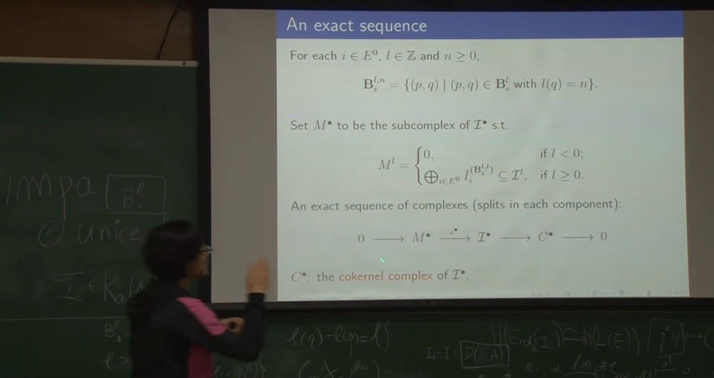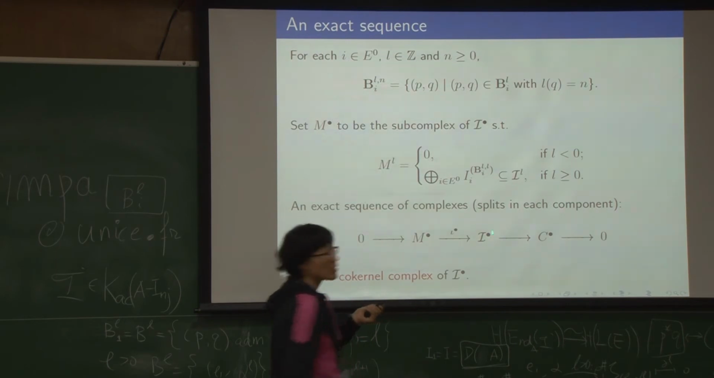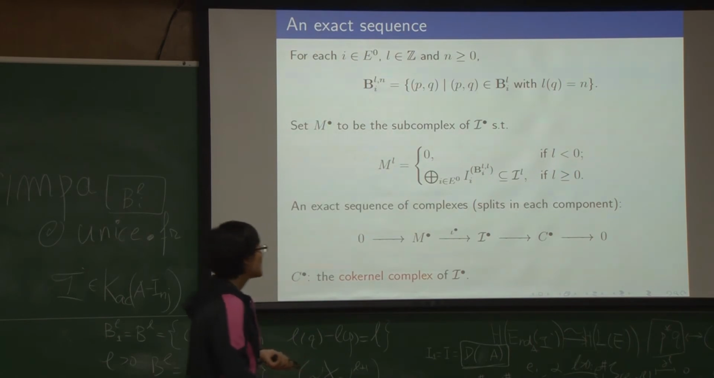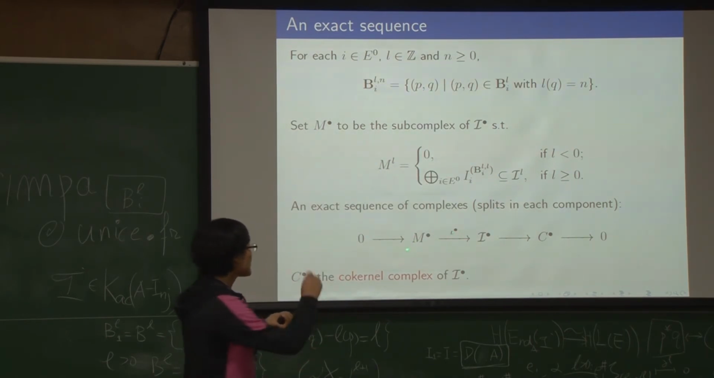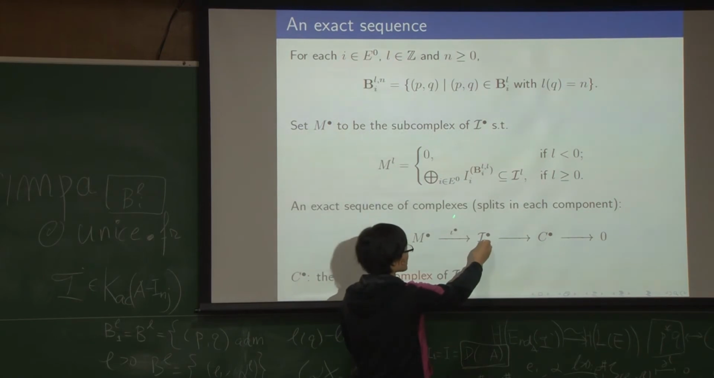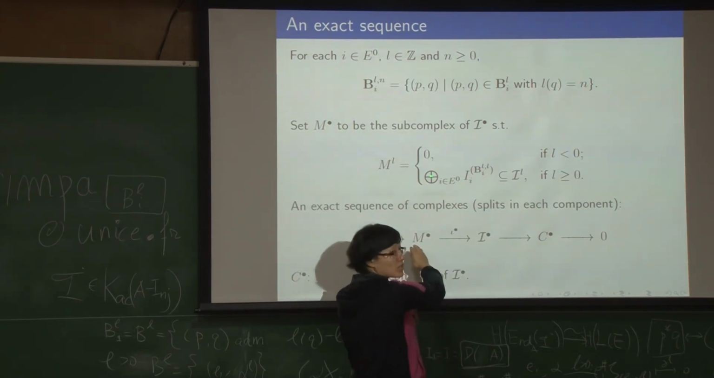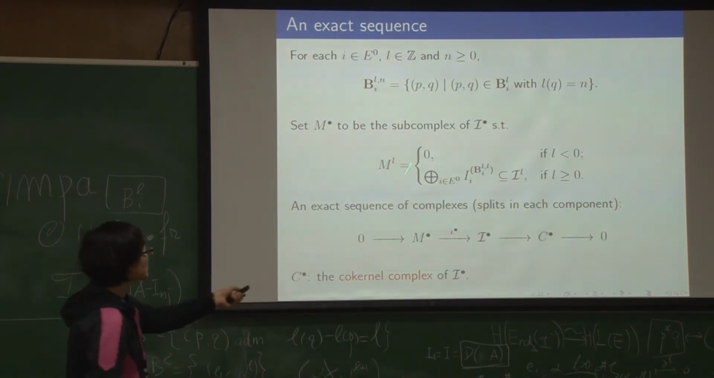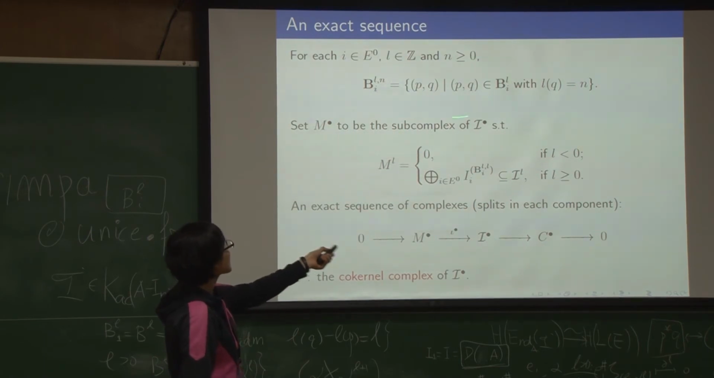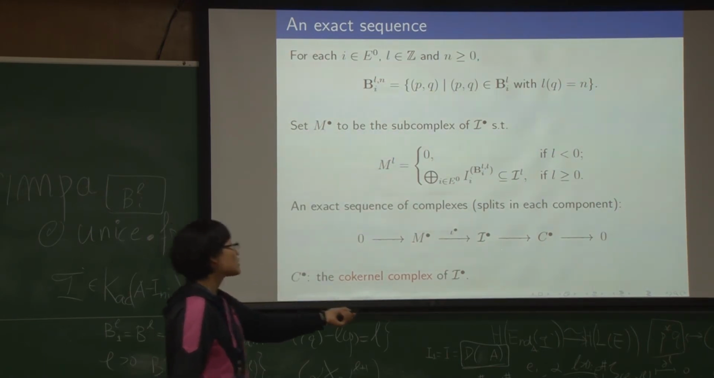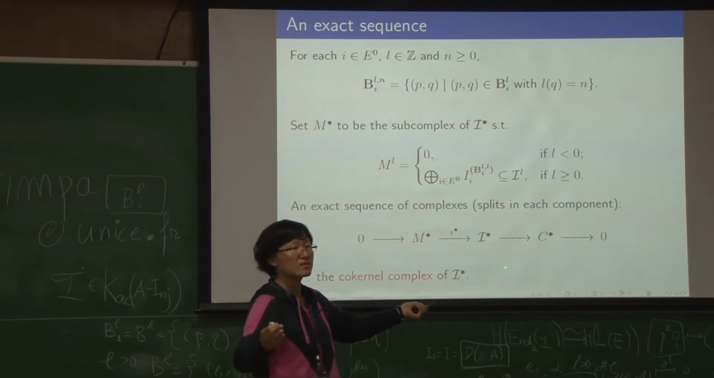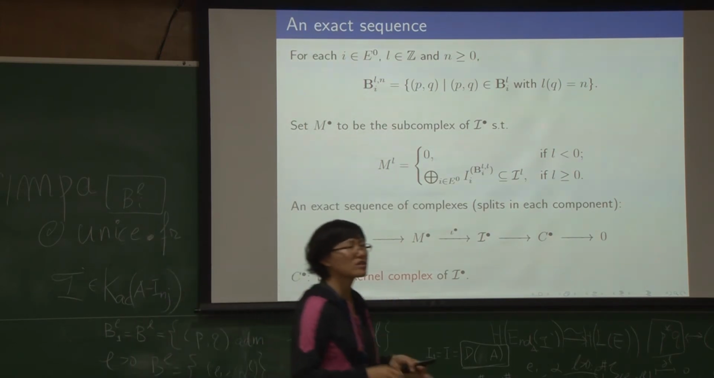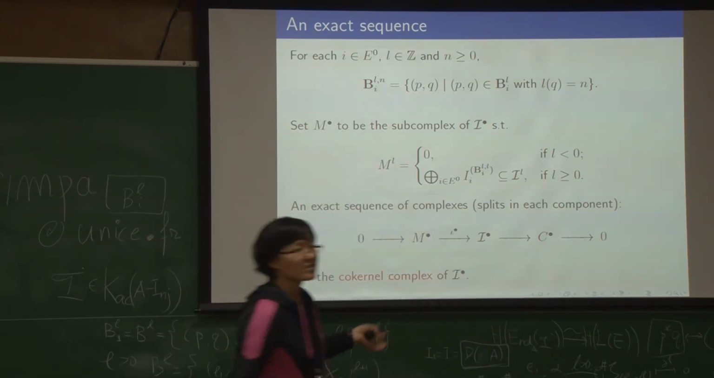Now we have an exact sequence of complexes, which splits in each component. That means it's split, so for each component, each component of I is a direct sum of the component of M and C here. Because M is a subcomplex of I, we have this inclusion. So here we have the coconut complex. We call it the coconut complex of I, because later we will use this coconut complex to prove that I is a compact generator.